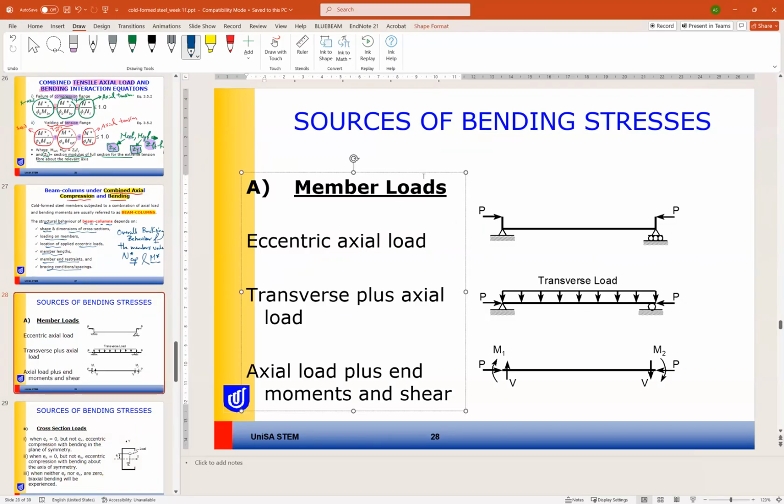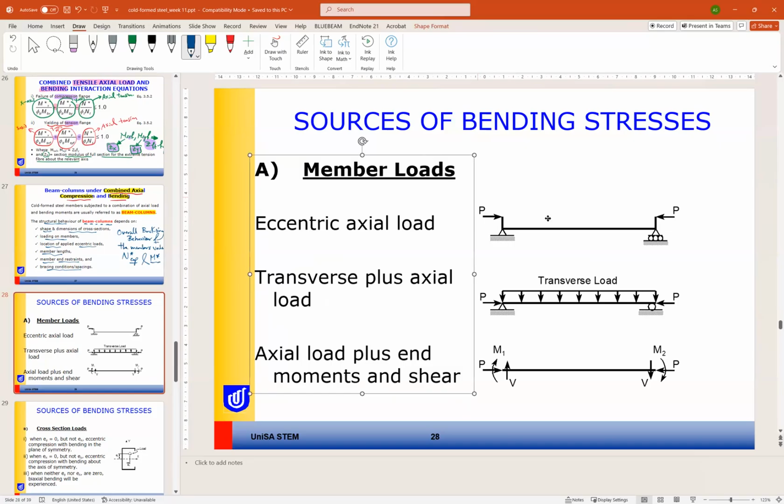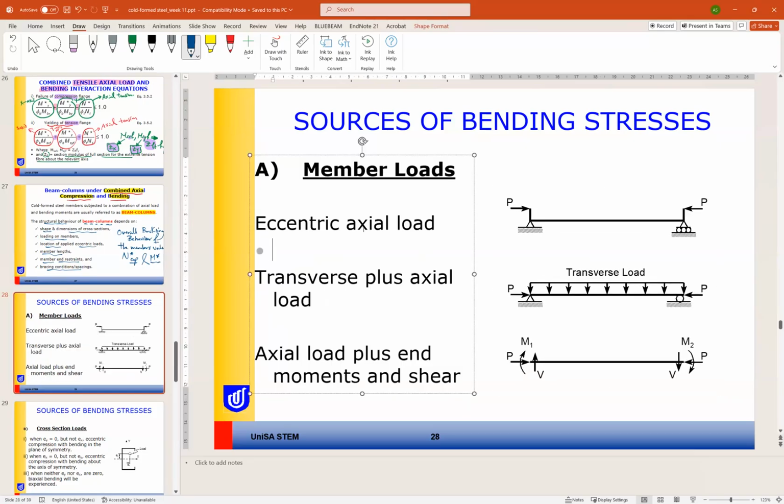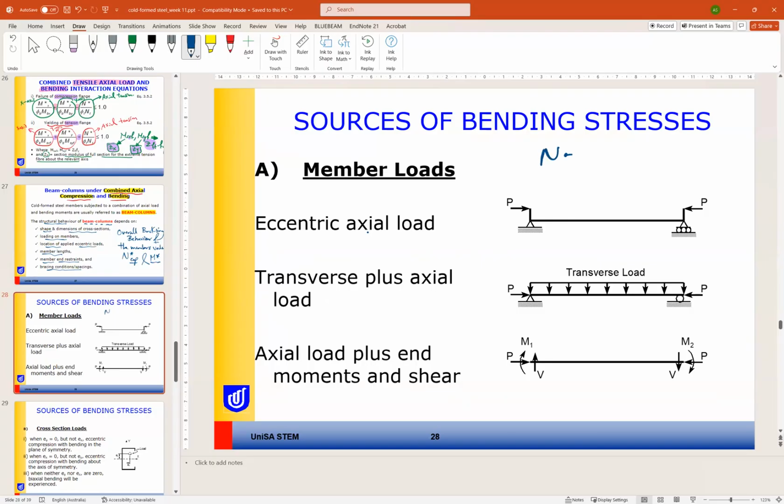And in this slide, these are some of the cases of the member loads. So we can have the N asterisk and M asterisk. We have several cases. One of them is applying eccentric load. Eccentric load means the load itself is not applied at the CG or not applied at the centroid. This means that you will convert this eccentric load to N and M.